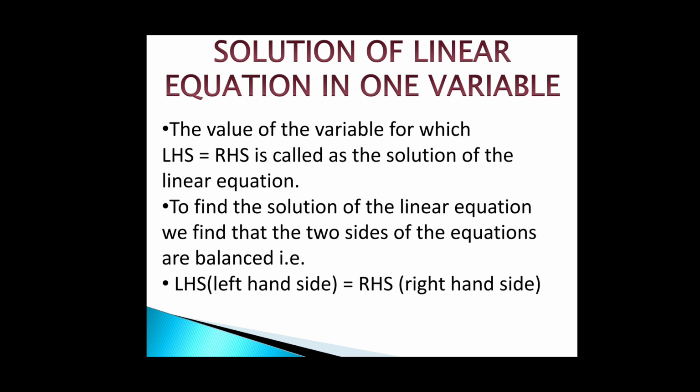Now, how do you solve a linear equation in one variable? First, the value of the variable for which LHS is equal to RHS is called the solution of the linear equation. To find the solution, the two sides of the equation should be balanced. That means whatever equation you solve, you will get one answer. You have to substitute that answer in the given equation and check if my LHS is the same as my RHS. If LHS is the same as RHS, then the solution is valid.